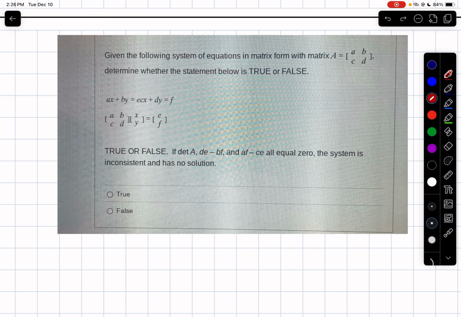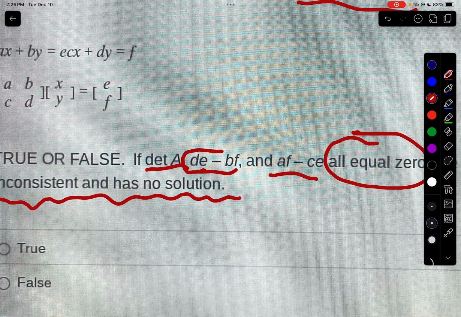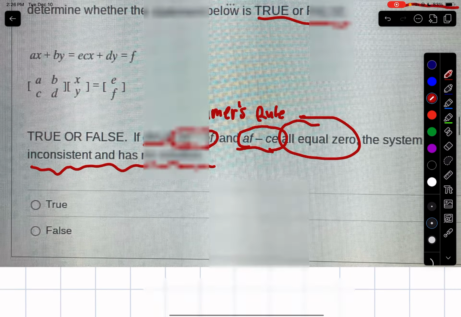All right, so I've got this system of equations in matrix form where matrix A is A, B, C, D. Determine whether the following statement is true or false. True or false: if determinant A, DE minus BF and AF minus CE all equal 0, the system is inconsistent and has no solution. Right away, if I see anything with DE minus BF and then AF minus CE, I'm thinking Cramer's rule, because I know that's the formula for Cramer's rule.